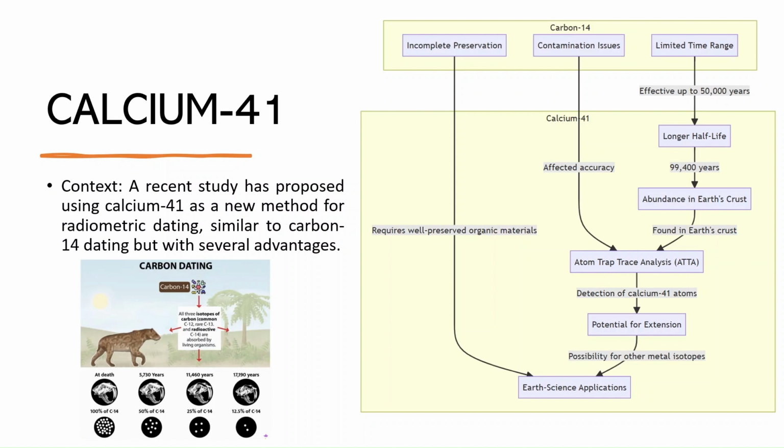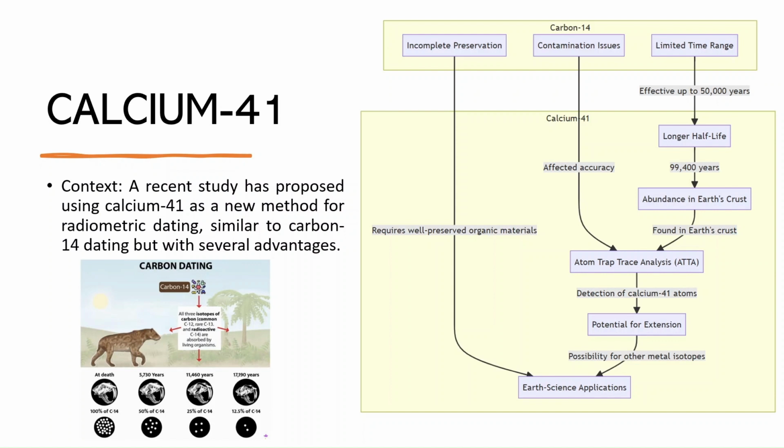The technique of atom trap trace analysis, or the ATTA, allows for the detection of calcium-41 atoms with high sensitivity and selectivity, which also enhances the accuracy of the dating method. So remember that ATTA is a related term to the calcium-41 isotope dating. And interestingly, the success of this technology, that is the ATTA technology or the atom trap trace analysis with calcium-41, also opens the door to using similar techniques for other metal isotopes, which will broaden the scope of dating methods that are available to scientists nowadays, right?